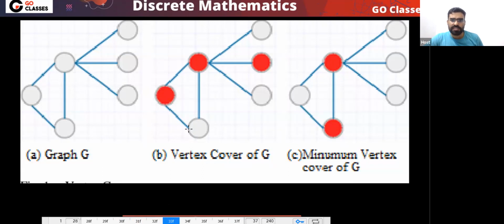Okay, you can notice if this is your graph, is this a vertex cover or not? These 3 red vertices, yes, this is a vertex cover. All the edges are covered, but this is not the minimum vertex cover. This is your minimum vertex cover. So I can say beta is equal to 2. For this graph, beta will be equal to 2.